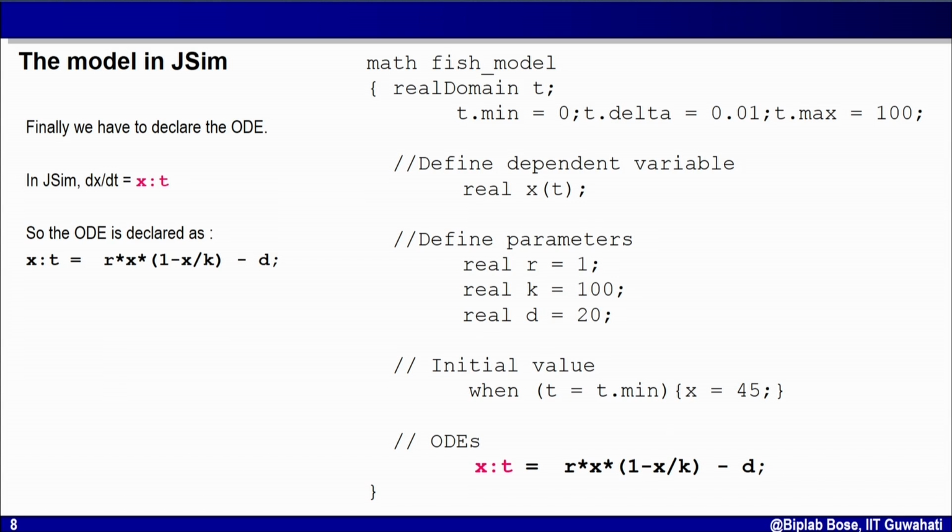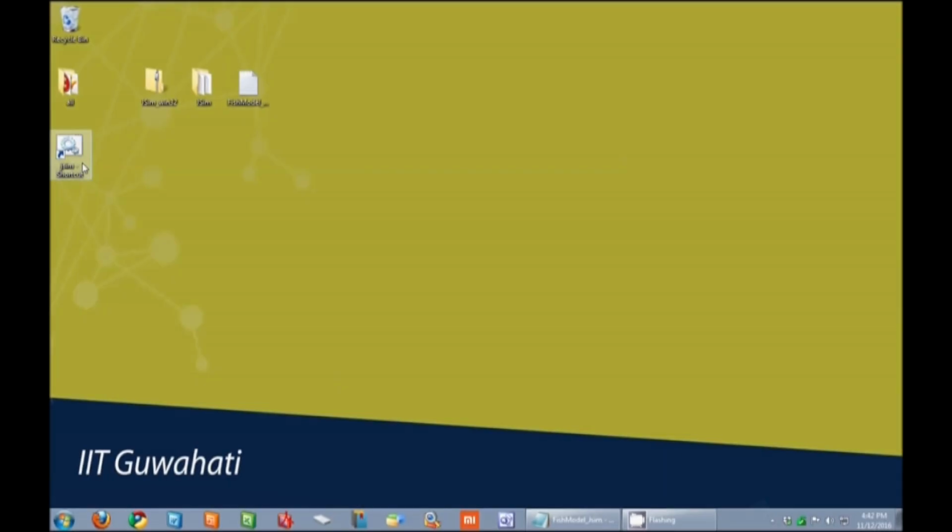The rest, what is left with us, is to define the ODE. Remember, the derivative of x is dx dt. That is represented by x colon t in JSim language. And as you remember, the equation is r into x into 1 minus x by k minus d. It is as we have discussed earlier, ending with a semicolon. That's all. And JSim knows your model. Once you have written it, compile it and run it. Let's see how I have done it in a video.